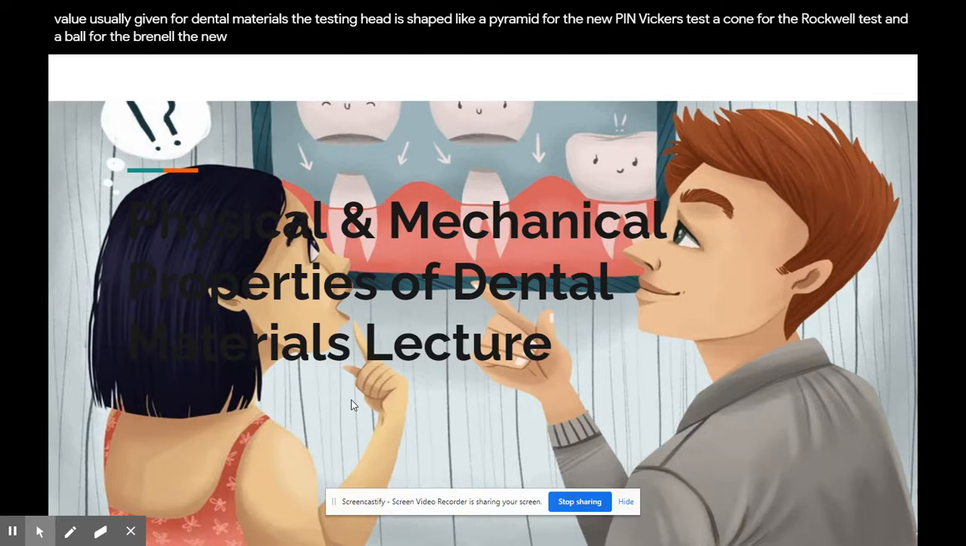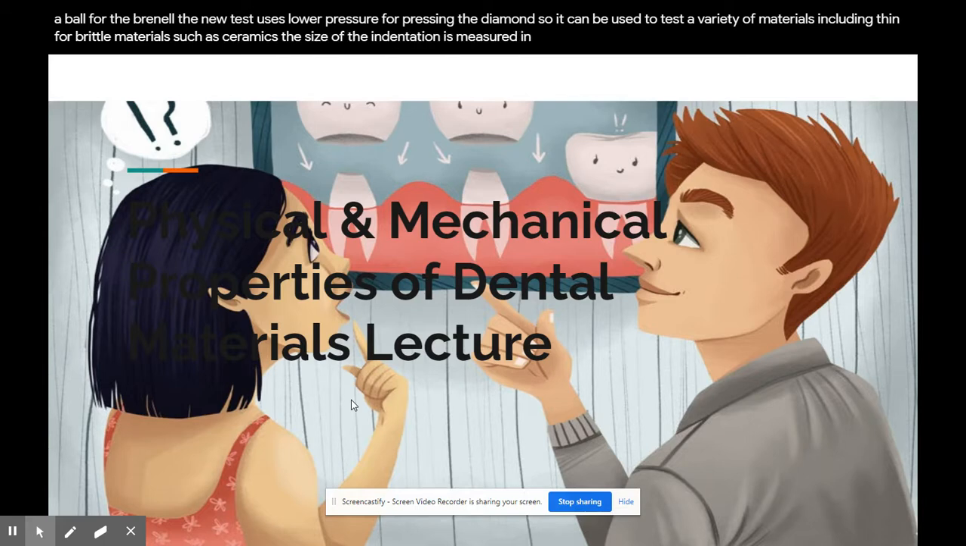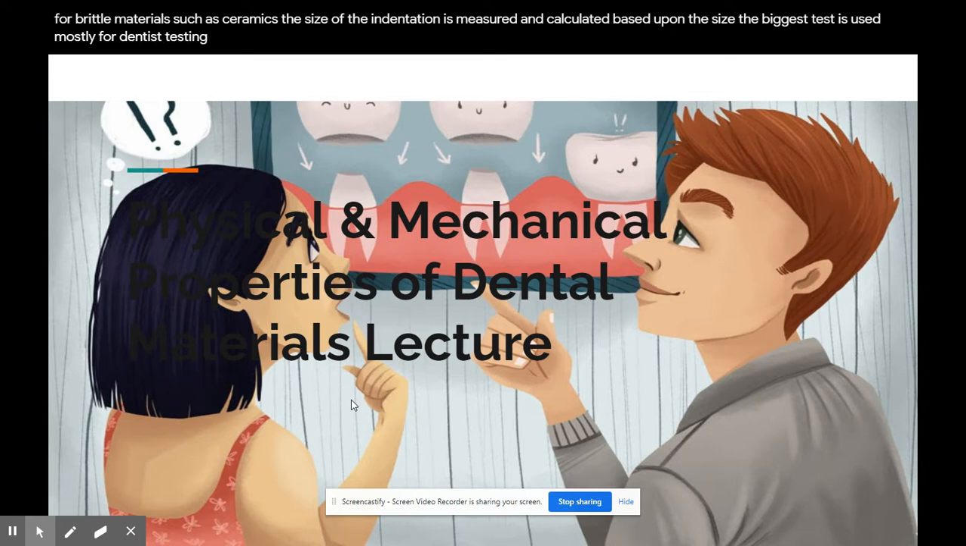The Knoop test uses lower pressure for pressing the diamond head into a material than the Vickers test, so it can be used to test a variety of materials, including thin or brittle materials, such as ceramics. The size of the indentation is measured and the hardness is calculated based upon the size. The smaller the indentation, the harder the material is. The Vickers test is used mostly for testing metals.